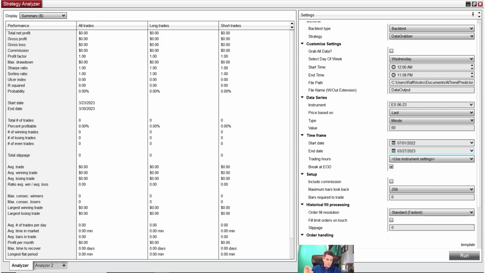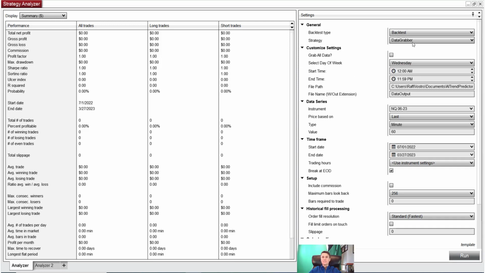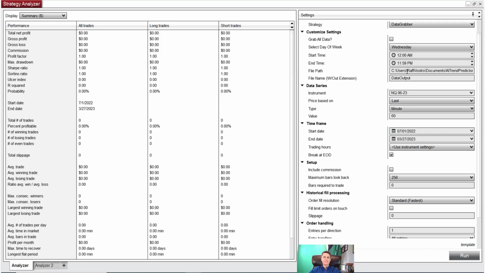We want particular days. Does Data Grabber grab all data if you wanted to? Absolutely. Just select this box. It will grab everything on that chart. But we want to grab Wednesday. So here's what we're going to do. We have 12 to 11:59 selected. Let's start with NQ, then we'll go to ES, we'll go to YM, and then we'll finish it off with the RTY on the indexes, but then we'll do CL and GC as well.